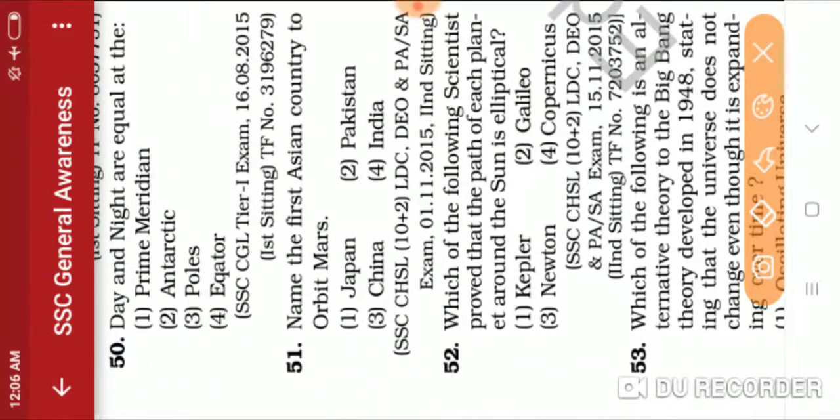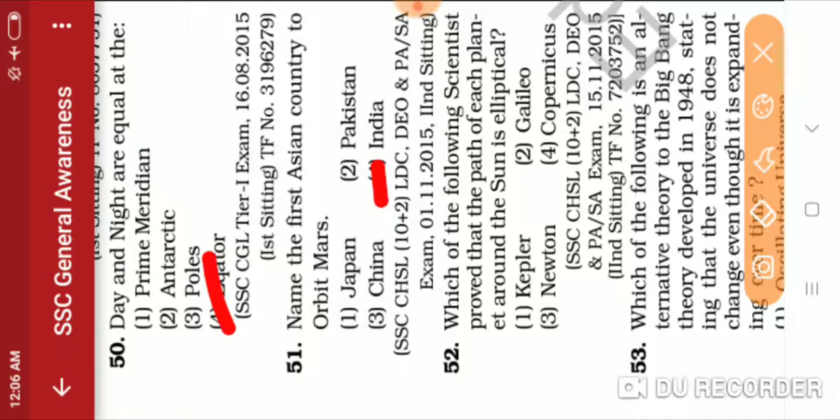Next question. Days and nights are always equal at the equator. Name the first Asian country to orbit Mars. Who is that? Guess. India. Mangalyaan.